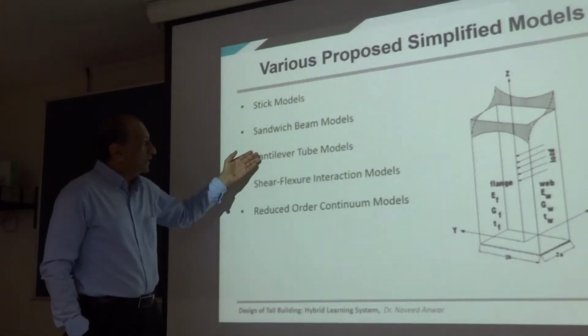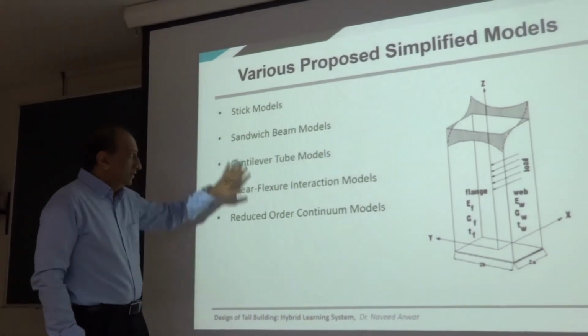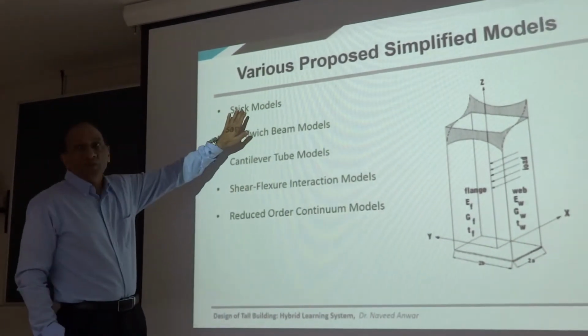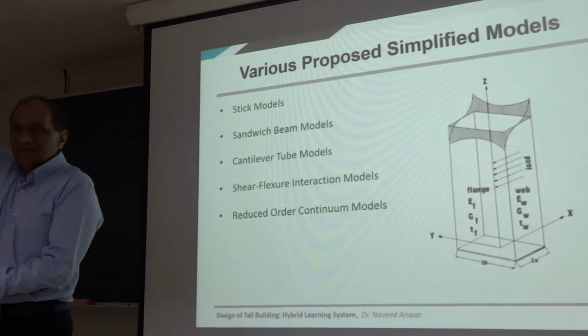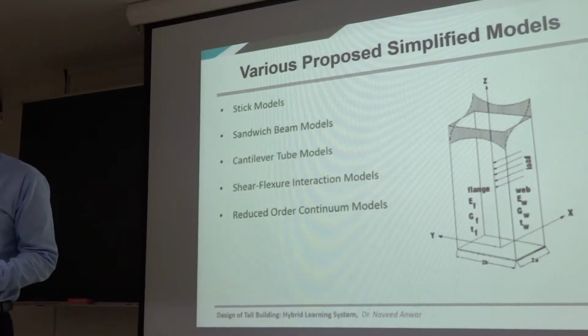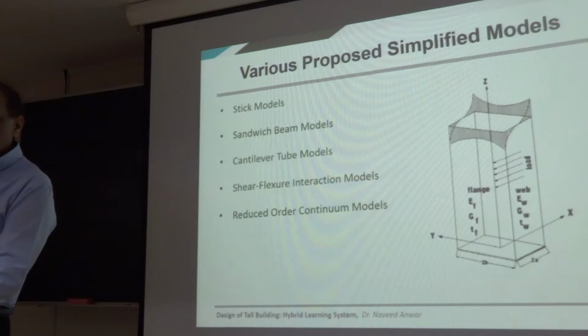Sandwich beam model, cantilever tube model, shear flexion model, reduced order continuum model, these are all getting complex. This is the easiest one. Stick model, you think of the building as just a stick. Forget about that there are columns in there, forget about that there are shear walls in there, because it's so long, so tall, that actually it's really a stick.